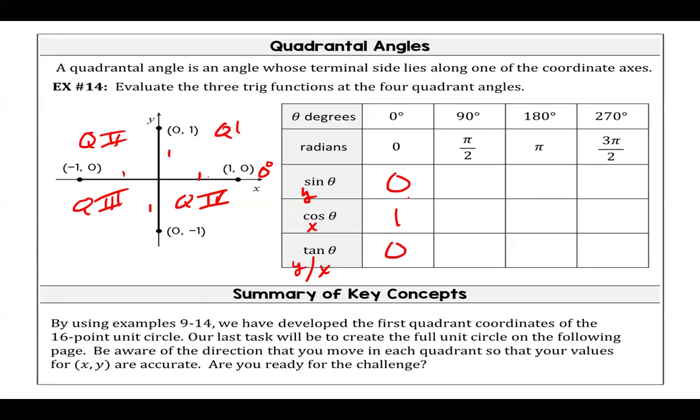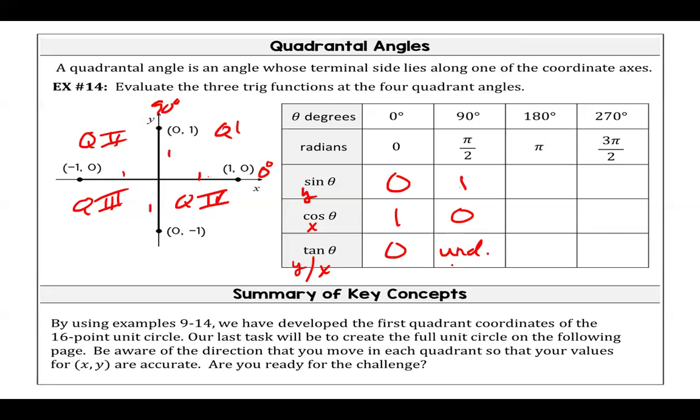Let's try pi over 2 in 90. Now we're going to go 90 degrees, which puts us up here, right? This is just a little right turn. And now we're at the coordinates 0, 1. What is the sine of 90 degrees? What is the cosine of 90 degrees? What is the tan of 90 degrees? Undefined, because it's 1 over 0 and 0 is in the denominator.